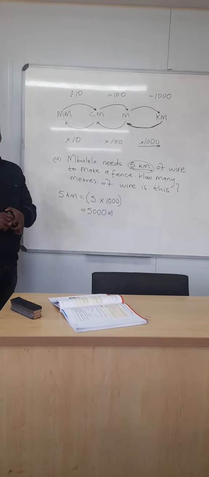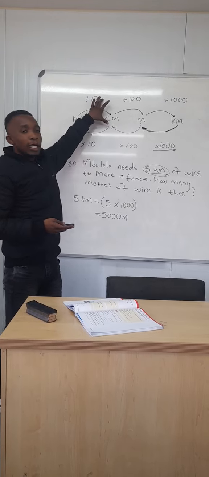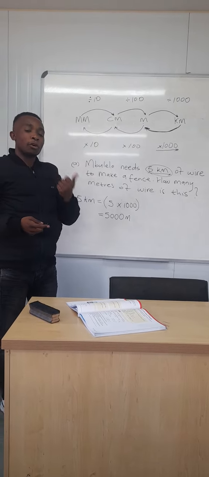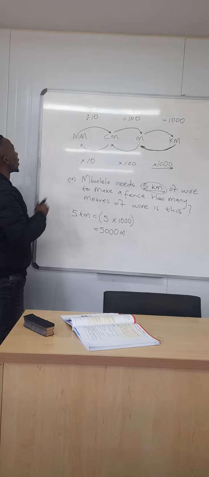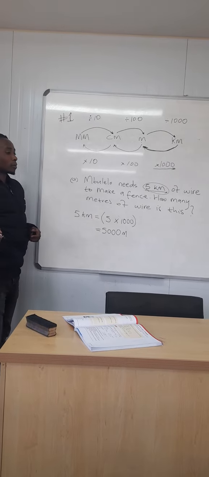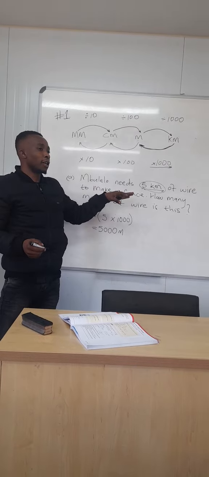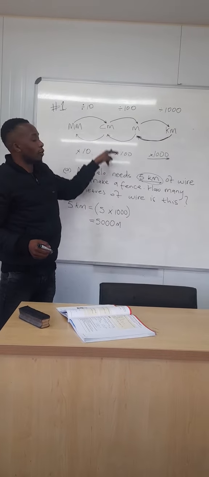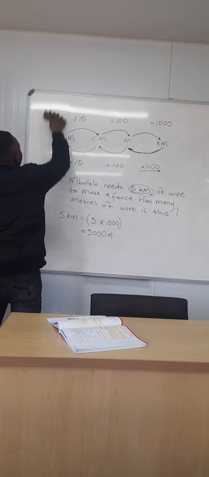So that's how we convert. That's one of the examples of how we can use this diagram to make conversions of units. So this is the first method that you can use. You can use this diagram. You need to check what you're given and check the arrows and the operation. Now, let's go to our second method.